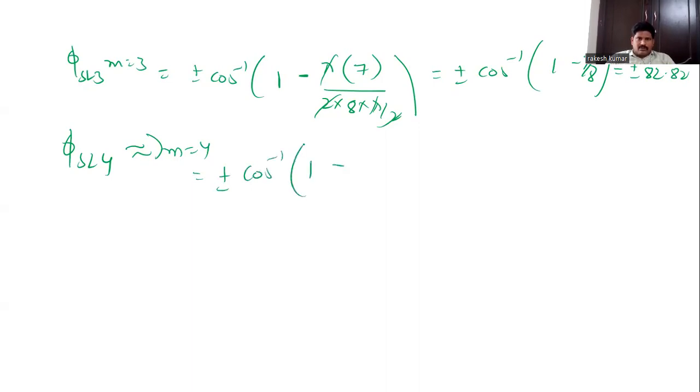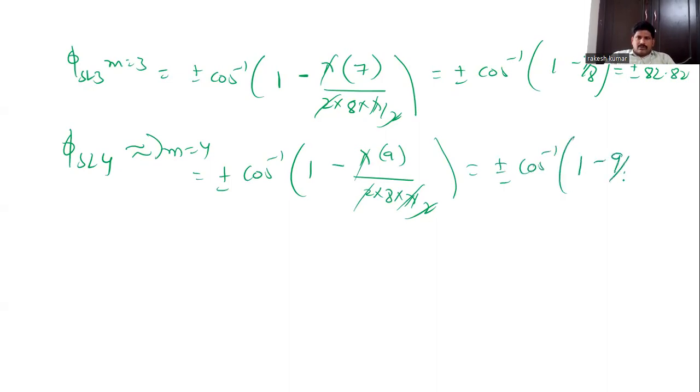So similarly, phi SL4, that is for m is equal to 4, that is equal to plus or minus cos inverse of 1 minus lambda into 2 into 4, 8 plus 1, 9 by 2 into 8 into lambda by 2. Lambda gets cancelled, 2 will get cancelled. That is equal to plus or minus cos inverse of 1 minus 9 by 8. Okay, so that is equal to plus or minus 97.18. Okay, so these are the things.